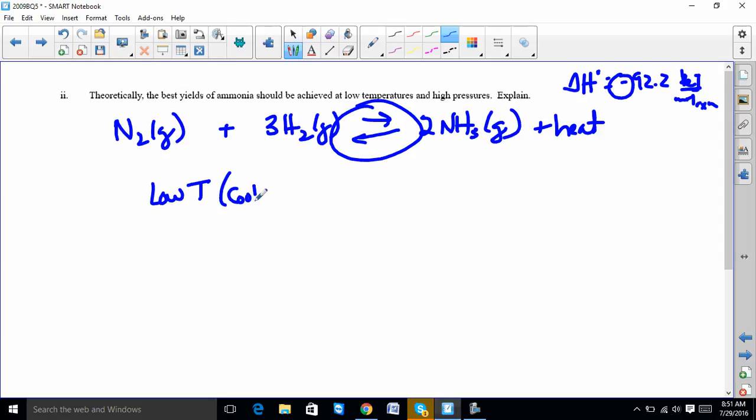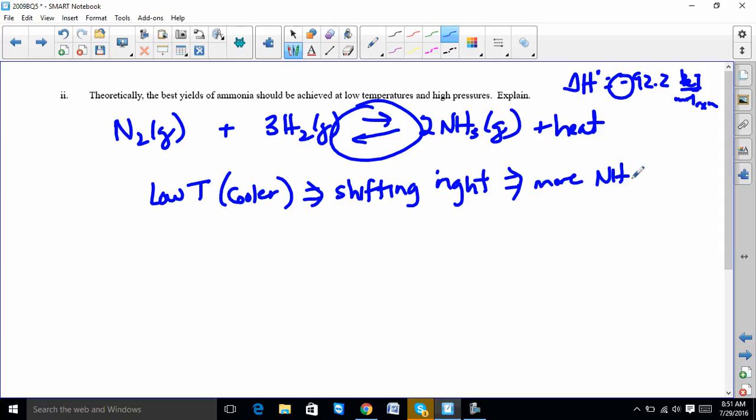When the system gets cooler, it doesn't like that it's cooler. It will try to counteract that stress by shifting to the warm side, which is to the right. And then equilibrium will reestablish. But in order to shift to the right, it makes more NH3. And that's why the best yields is the more ammonia you make, the best yields it is.